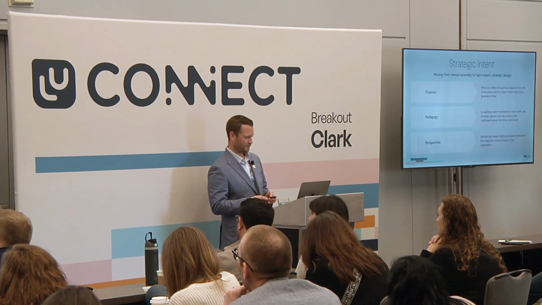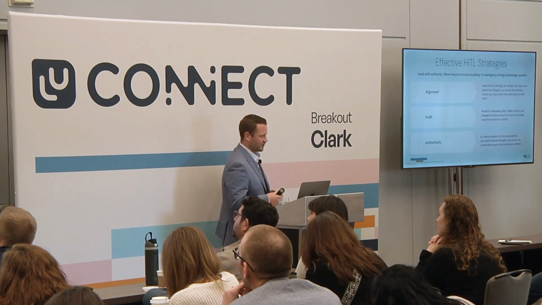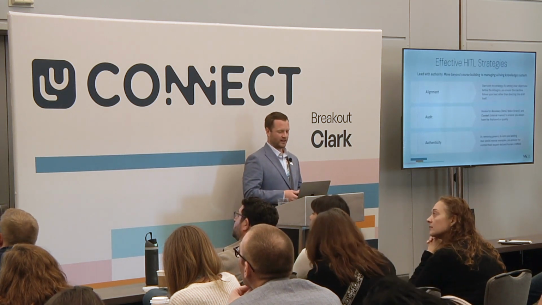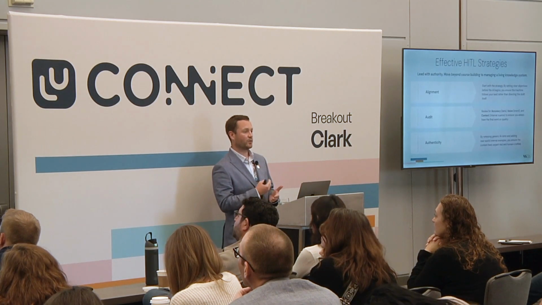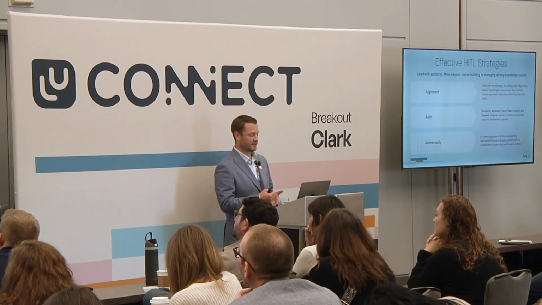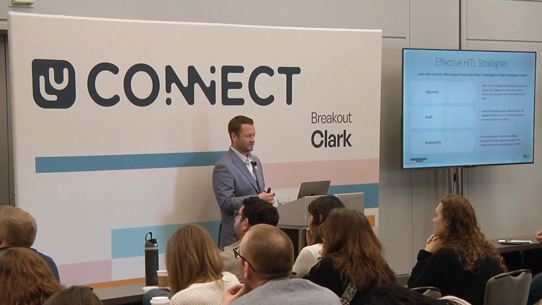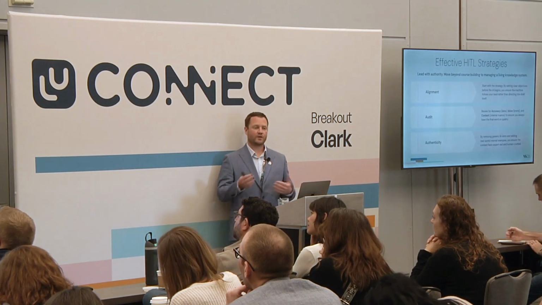So effective human in the loop strategies. Alignment, so again, going back to your first step on your strategy, making sure it aligns with what you set out to do. Is it actually hitting those clear objectives? And ensure the machine follows your lead rather than just going through it.